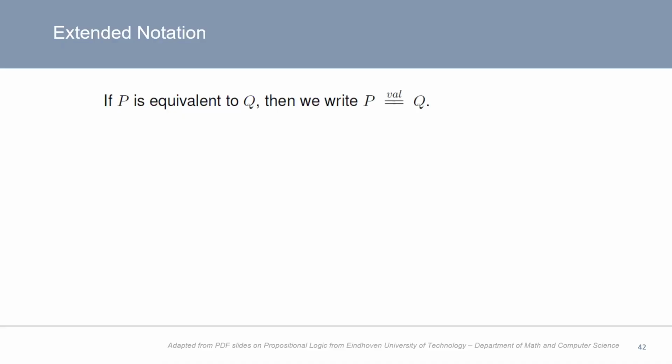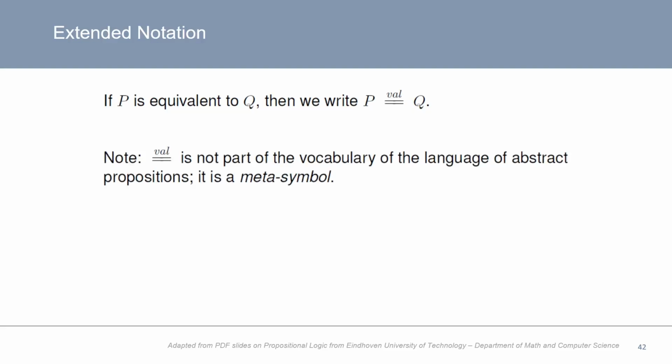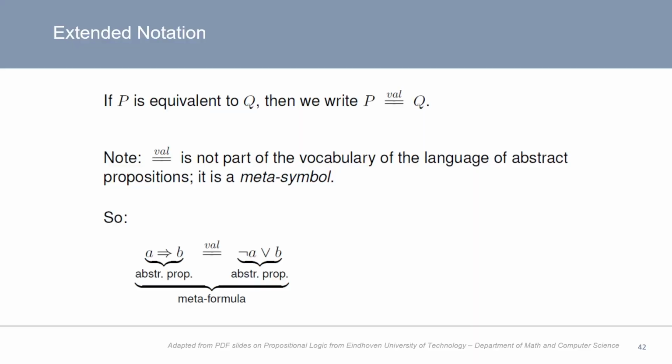But before we move on, let's briefly look at some extended notation that we'll use for much of the remaining lecture. Whenever 2 propositions are equivalent, we'll express this using this symbol instead, which looks like an equal sign with the word "val" on top. We'll use this in place of the 3 horizontal lines we've seen previously to denote equivalence. This symbol is not part of the language of abstract propositions, but we're going to use it here as a meta symbol. As an example, these 2 abstract propositions are equivalent. Therefore, we use this symbol to relate their equivalence.